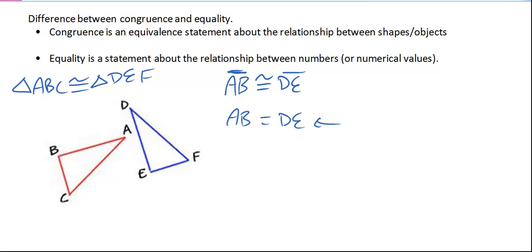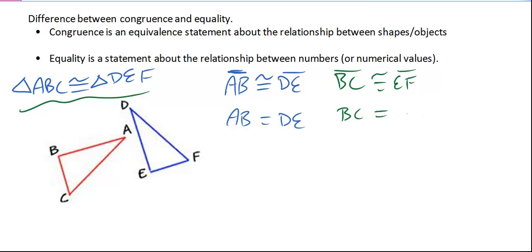Because here I'm talking about a measurement, a numerical value, and here I'm talking about an object, a part of a shape. Okay, so knowing that these two triangles are congruent, I could say that side BC is congruent to side EF, or that the length of BC, or measure BC, is equal to measure EF. And of course I could say the same thing about these two sides: side AC is congruent to side DF, or length AC is equal to length DF.